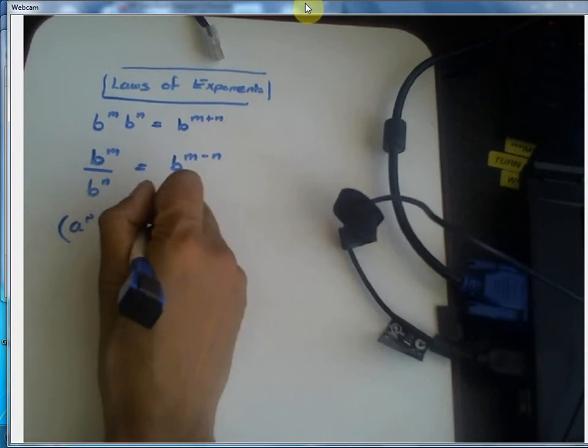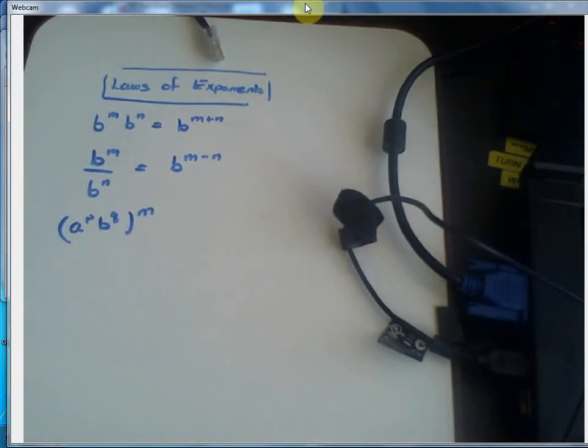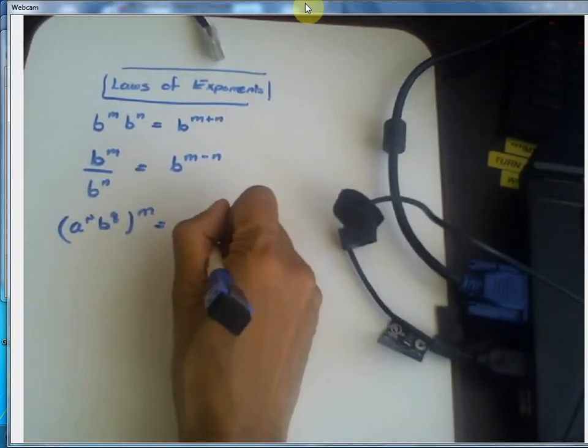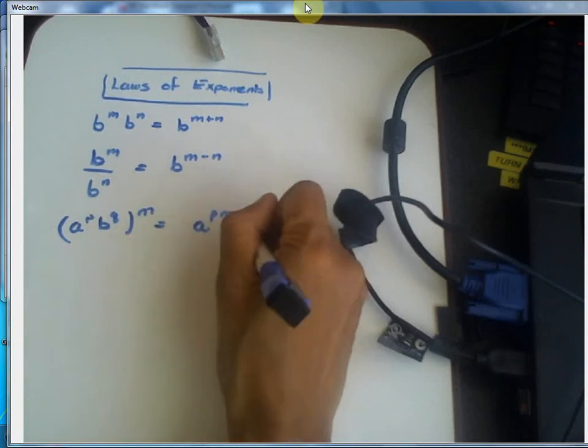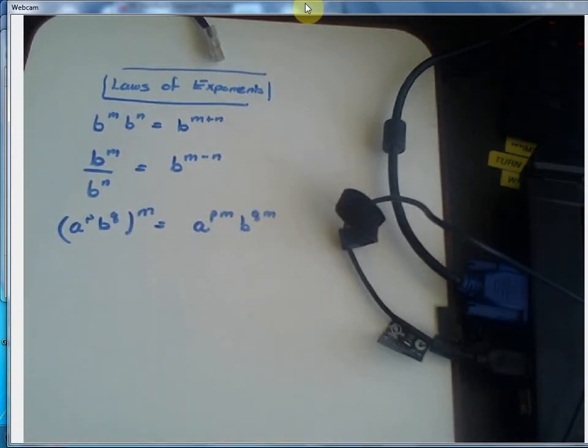What do you do if you have an exponent on the outside like this and you have two things inside the mess? What you do is you multiply them by the exponents inside. So every single exponent gets a hit, even if that exponent is 1.